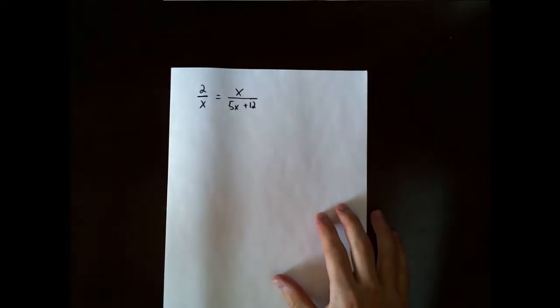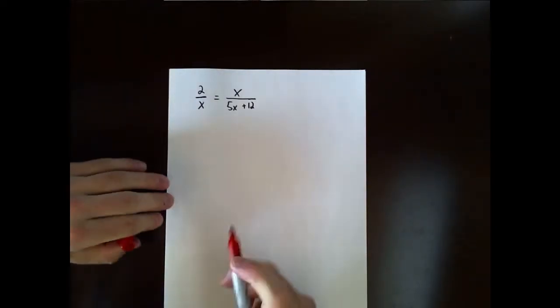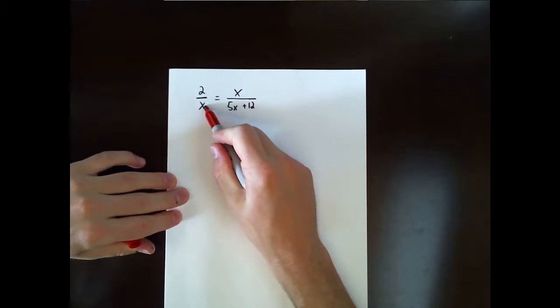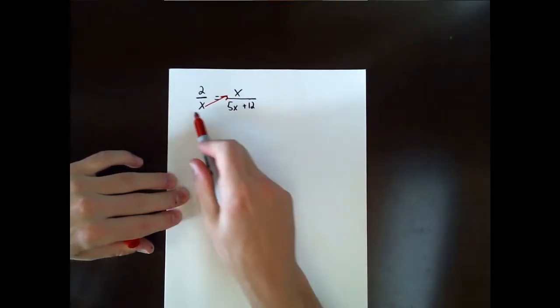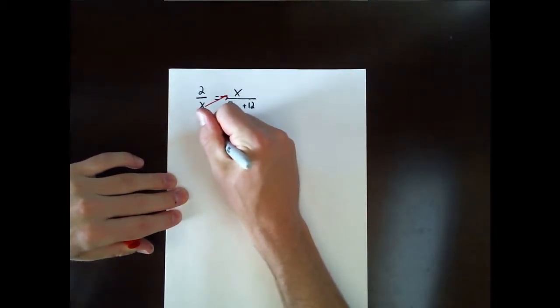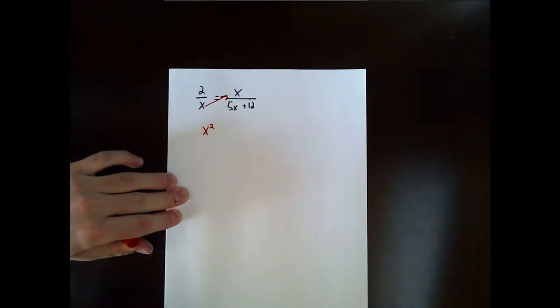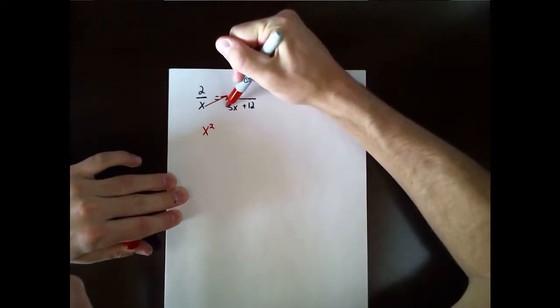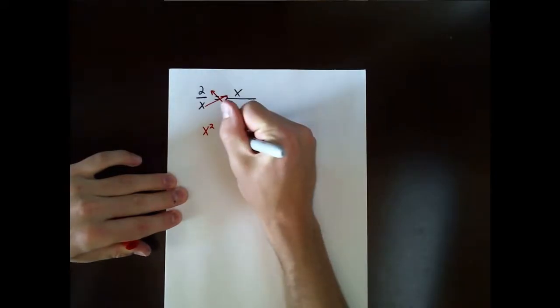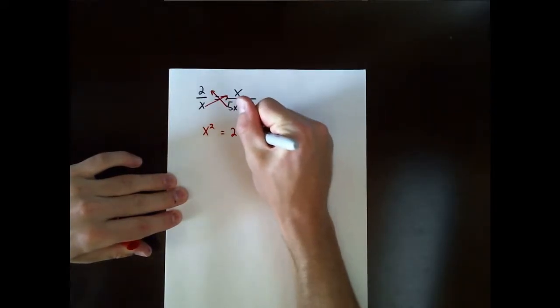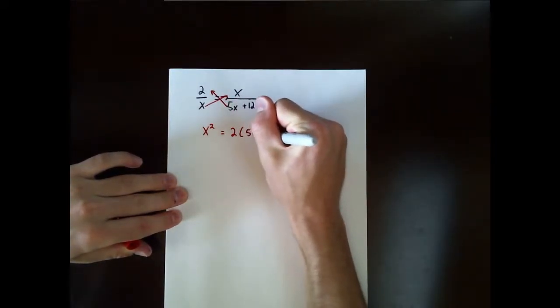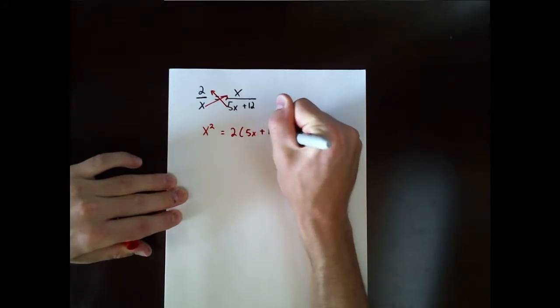Okay, we're going to solve our second example of solving rational equations, and we're going to cross multiply again. So we're going to multiply here, so x times x is going to give us x squared, and we're going to set that equal to the multiplication here. So that's going to be equal to 2 times 5x plus 12.